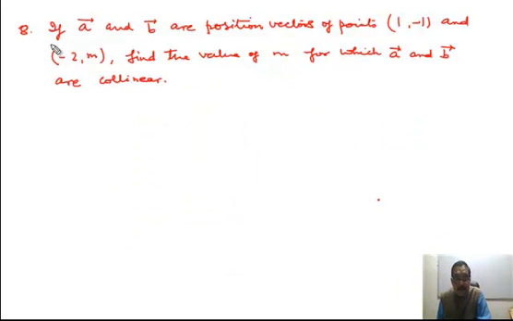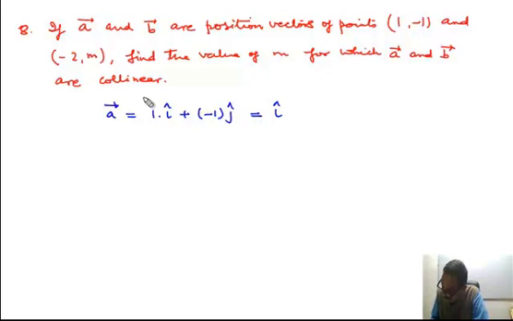Question number 8. If vector A and vector B are position vectors of points (1, -1) and (-2, m), find the value of m for which vector A and vector B are collinear. See, we have been given vector A equal to (1, -1), which in vector form can be written as 1i cap plus -1 j cap. That is, it can be written as i cap minus j cap.